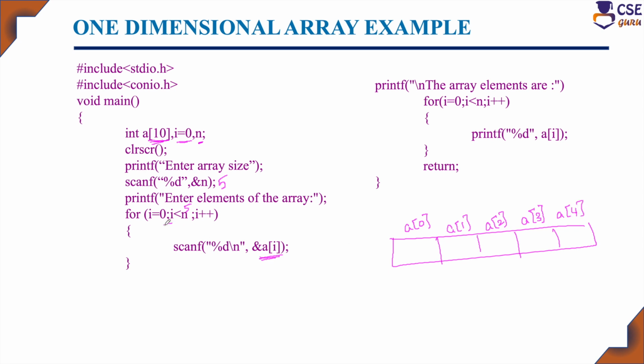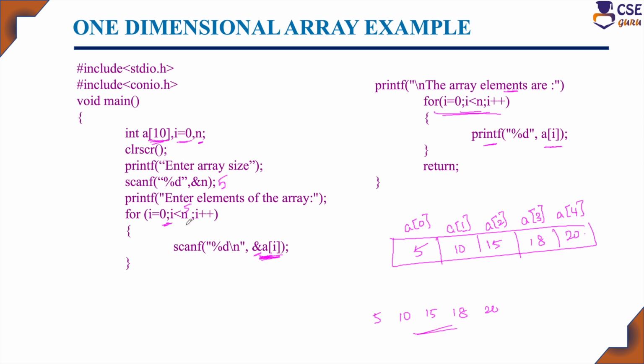When the i value is 0, it will accept one value, and when the i value is 1, it will accept the second value; then i value is 2, 3, 4. So 5 elements it will accept. See here, this represents the address. The memory location it will allocate and store the array values. Then if you want to display the array elements, use the same for loop condition, just using a printf statement, and these elements will be printed on the output screen. That's it. So this is a simple example to implement an array.